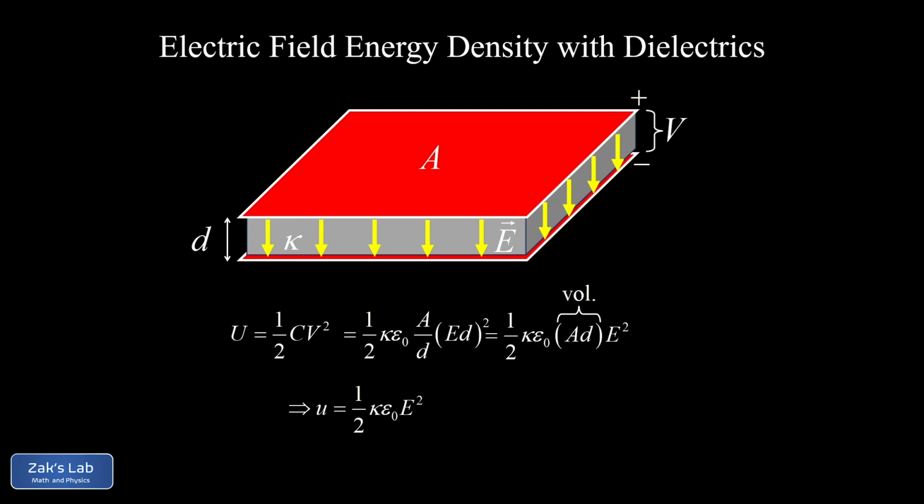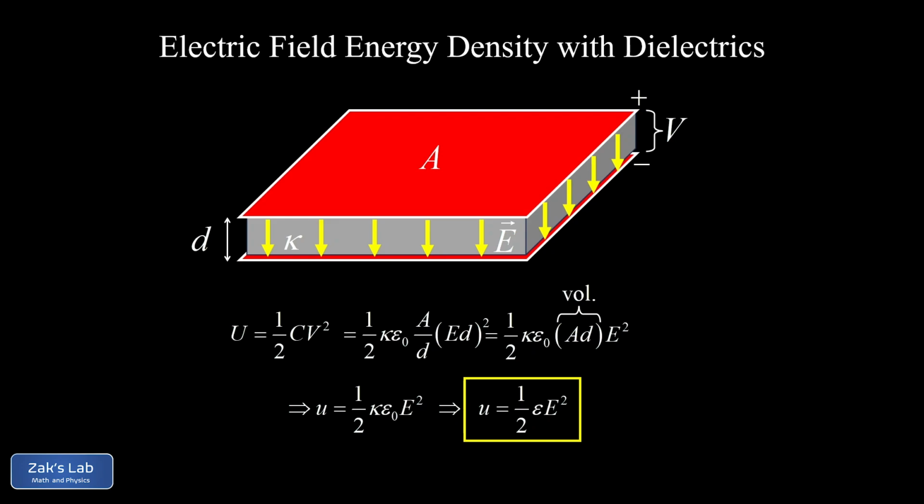But remember, we have a special name for kappa epsilon 0, and that's called the permittivity of the material. We normally use a simple epsilon for that. And so we get this formula for the electric field energy density between the plates of the capacitor. It's just 1/2 epsilon E squared, where epsilon is the permittivity of that dielectric material.